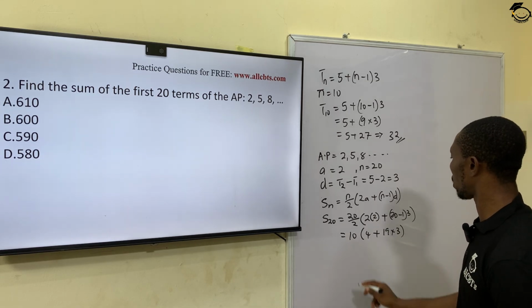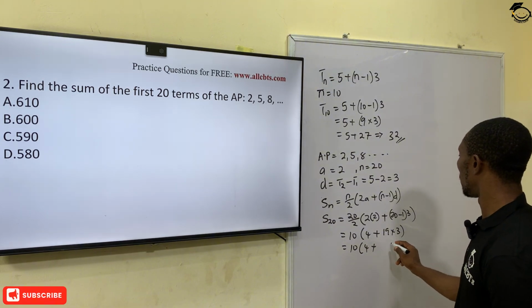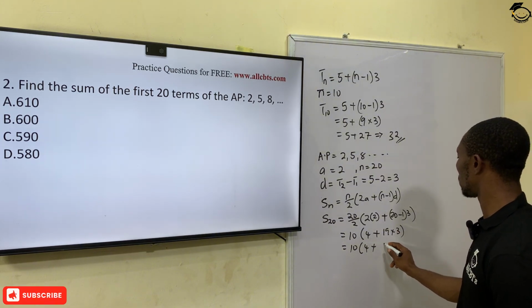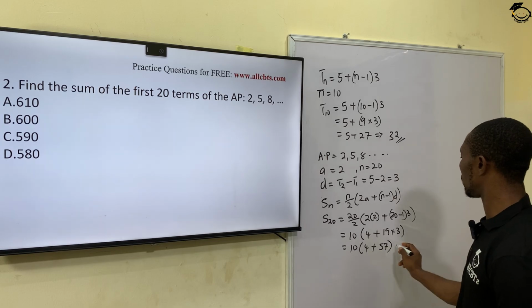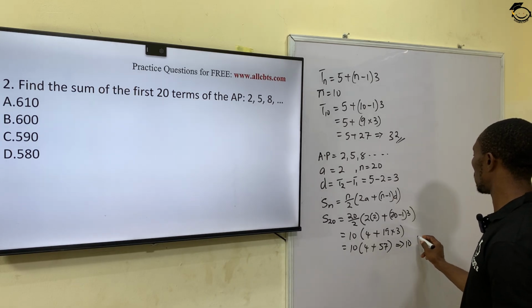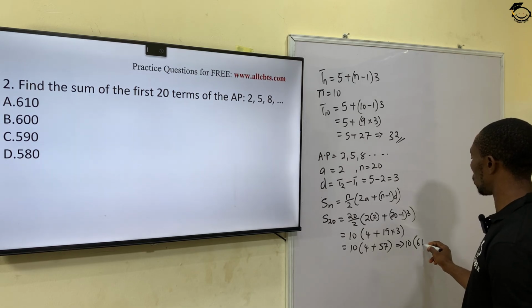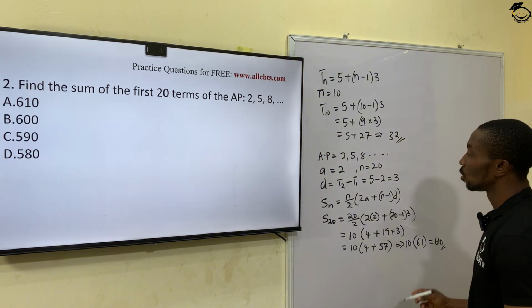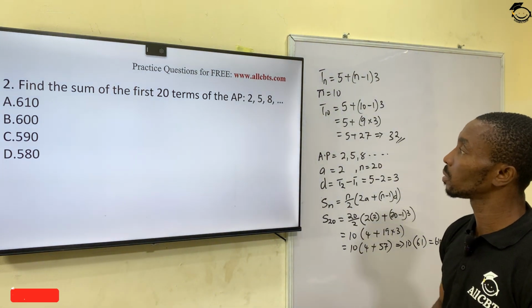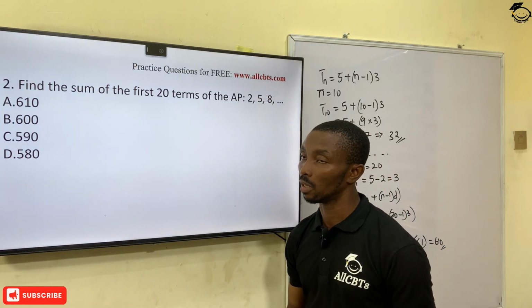Now 19 times 3: 9 times 3 is 27, write down 7, carry 2. That will give us 57. Now 57 plus 4 will give us 61. So 10 times 61 will give us 610. So the sum of the first 20 terms of this sequence would be 610.